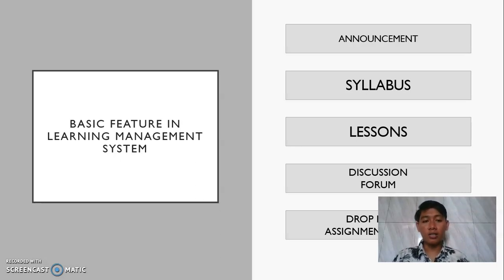And the next one is syllabus. Syllabus is the place that the teacher uses to put the course contract and also the course structure for the whole course in one semester. And the third one is lesson. Lesson is the place that the teacher uses to put the material unit by unit for the course.